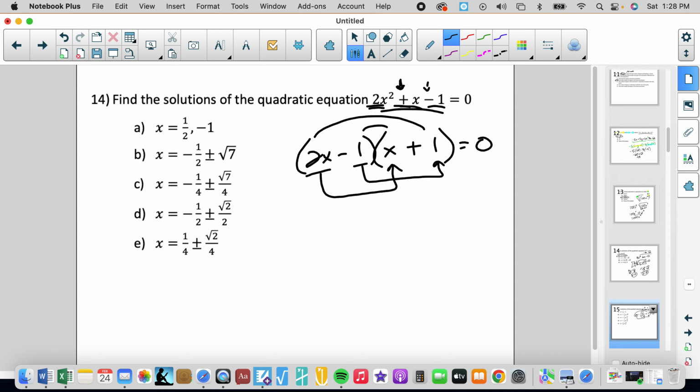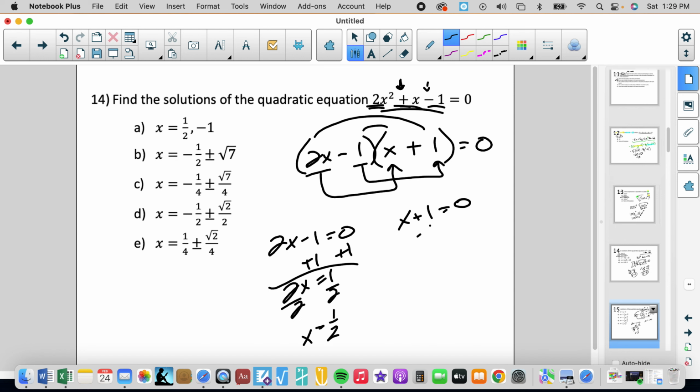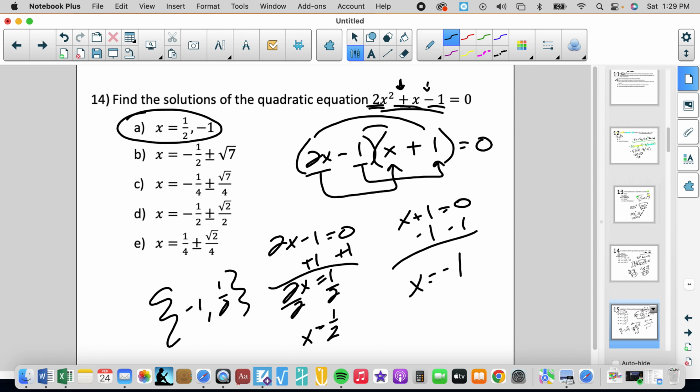And now we solve. We use the zero property: 2x minus 1 equals 0, x plus 1 equals 0. Add 1, divide by 2, x equals 1 half. Minus 1, x equals negative 1. So my solutions are negative 1, 1 half. Negative 1, 1 half would be A.